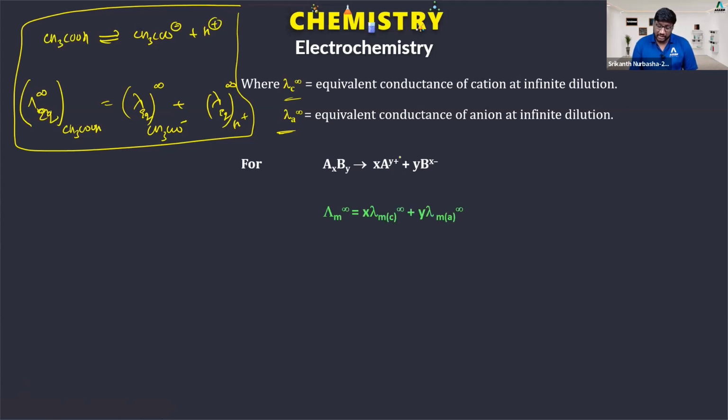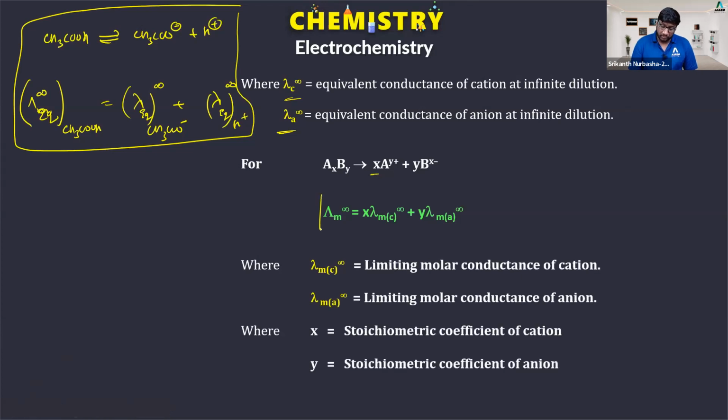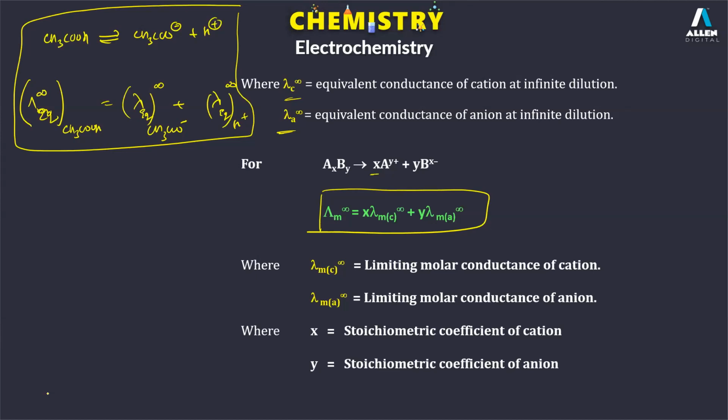AxBy dissociates to produce xA y-plus and yB x-minus. So in terms of molar conductance at infinite dilution, for AxBy it is equal to x times the molar conductance of the cation at infinite dilution plus y times the molar conductance of the anion at the same infinite dilution. That will be your formula. Here x and y are the stoichiometric coefficients of cation and anion. All have the same meaning. Is that clear, students? Yes, sir.